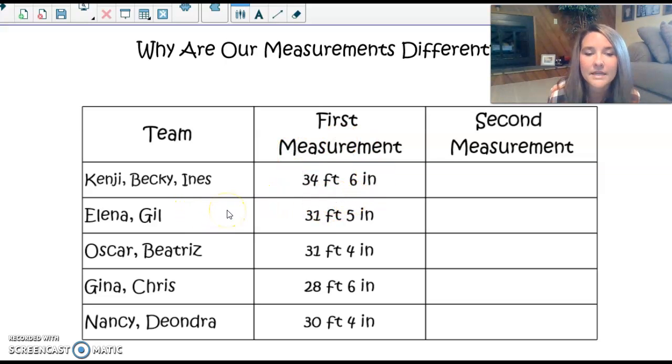So Kenji, Becky, and Inez measured the classroom 34 feet and 6 inches. Elena and Gil, 31 feet, 5 inches. Oscar and Beatrice, 31 feet, 4 inches. Gina and Chris, 28 feet, 6 inches. And Nancy and Deandra, 30 feet, 4 inches. So they measured the same space, but their measurements are different. So take a moment and think about why their measurements are different.